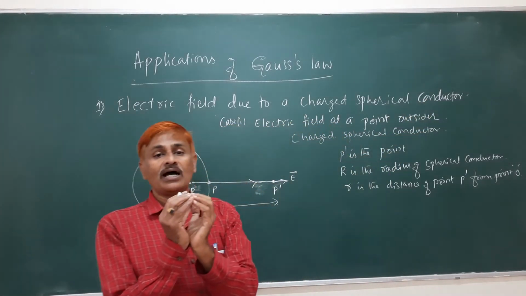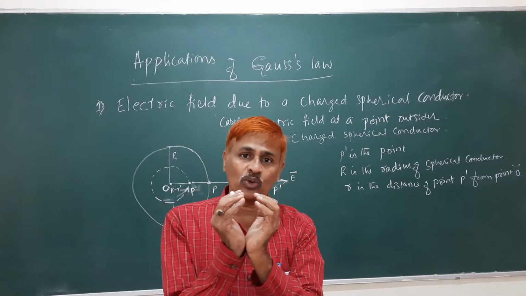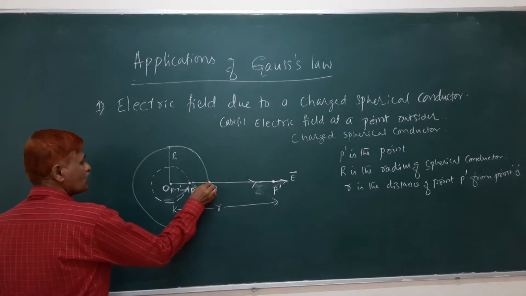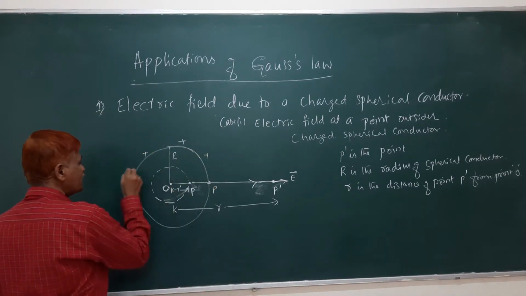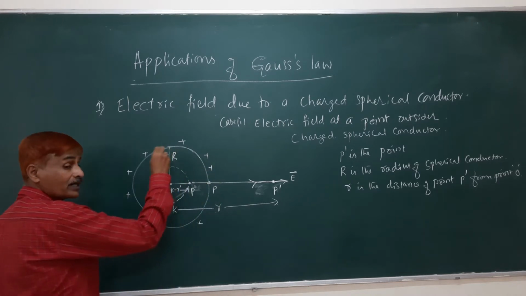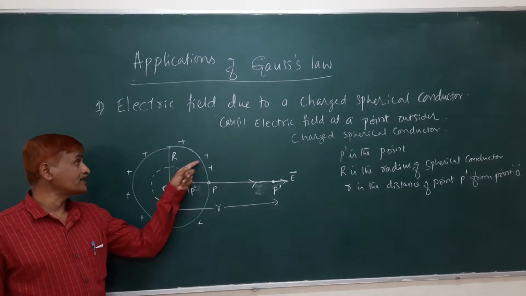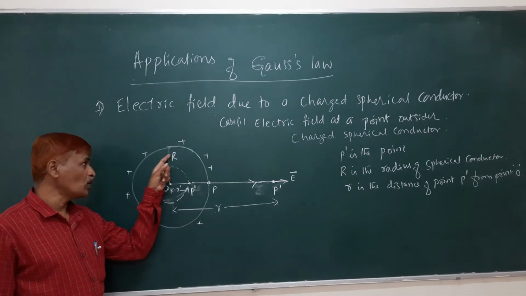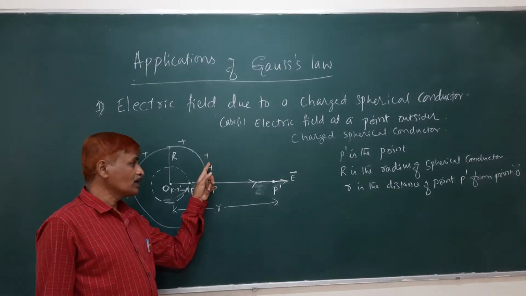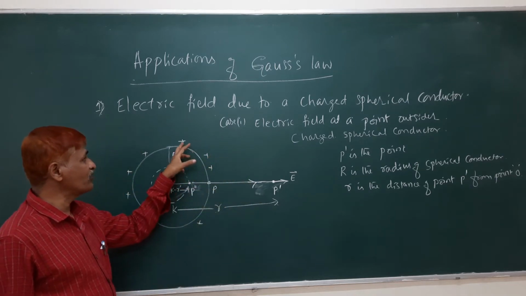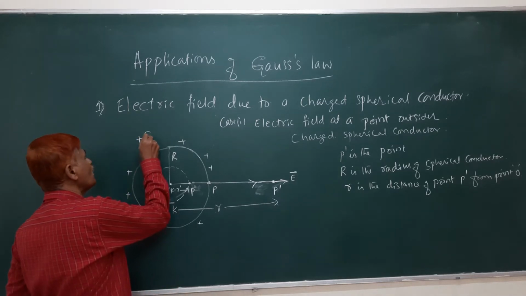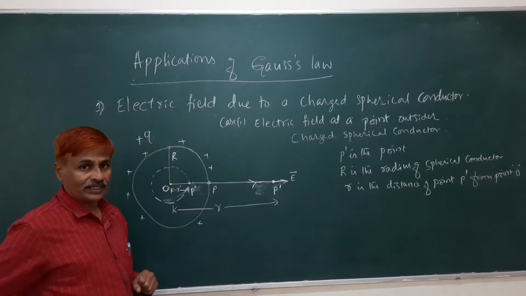By spherical conductor we mean a hollow sphere, and it is uniformly charged. Let R be the radius of the spherical conductor, and O the center of the spherical conductor. It is hollow, and all charges reside outside, on the surface. Now we have to calculate the electric field due to this charged spherical conductor. Let plus Q be the charge on the spherical conductor.